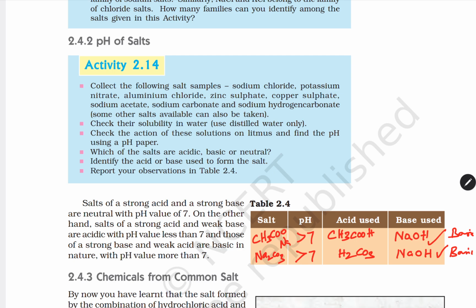And finally you can observe sodium hydrogen carbonate, NaHCO3. In this case also you will observe it is greater than 7, basic in nature. The acid is carbonic acid, H2CO3, and sodium hydroxide is the base. So it is slightly basic. So these are the observations that you can do here.